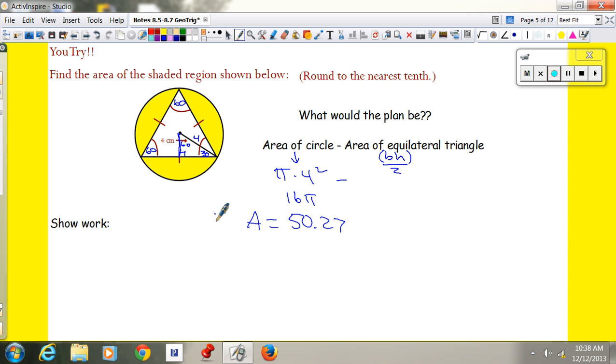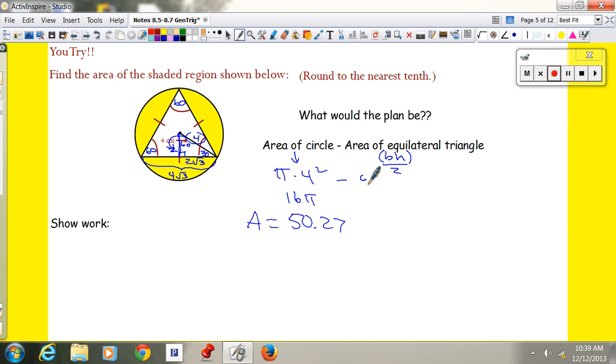Do I know either the base or the height right now? No, I don't. But I do know I have a 30, 60, 90. I do know my hypotenuse is 4. Do you remember how to get from the hypotenuse back to the short leg? Just cut it in half. Hypotenuse cut it in half would be 2. That'd be my short leg. That's a 2 right there. You know how to get from the short leg down to the long leg? Multiply it by radical 3. So that's half of my base. So what's my whole base going to equal? 2 radical 3 plus another 2 radical 3. It's 4 radical 3. There's my base.